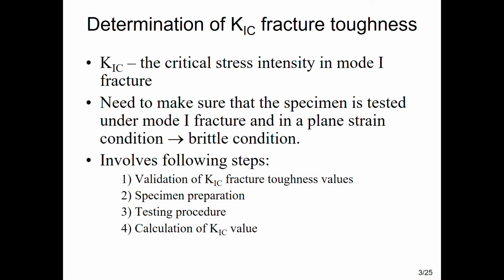Right. Could we determine the K1C, or we say that as fracture toughness? Fracture toughness K1C is the critical stress intensity in mode 1 fracture. The 1 here is referring to mode 1, which is the crack opening mode, and C is the critical stress intensity. So you need to make sure that the specimen is tested under mode 1 fracture and in a plane strain condition, which is a brittle condition.